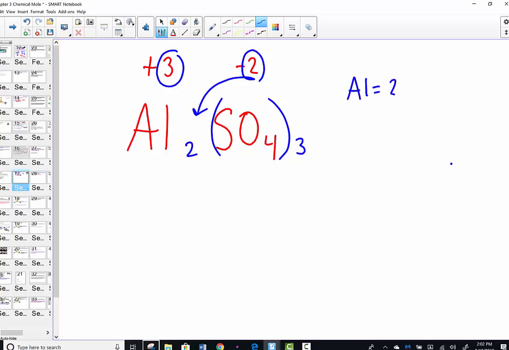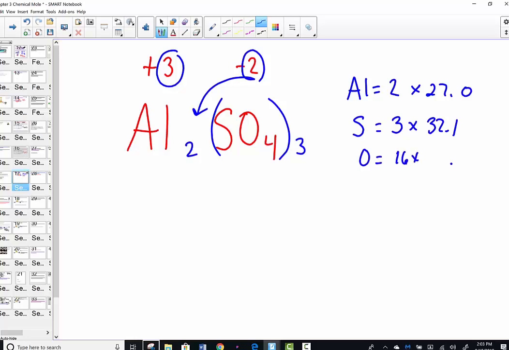Aluminum, there are 2 of them in that formula. And when I find the molar mass of aluminum, I would call it 27.0, carrying the 1 decimal. When I find sulfur on the periodic table, it rounds to be 32.1. How many sulfurs are in the compound? Beautiful. Don't forget to distribute through the parentheses. There's 3 of them. And then, of course, oxygen.